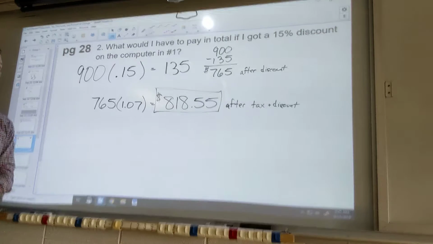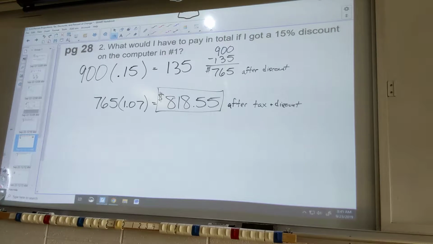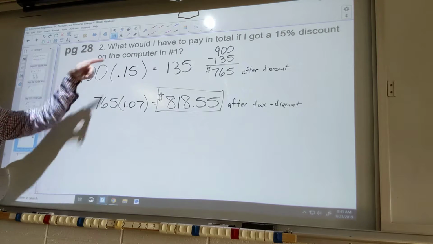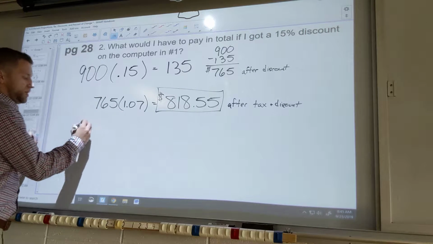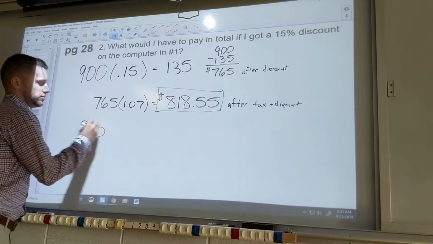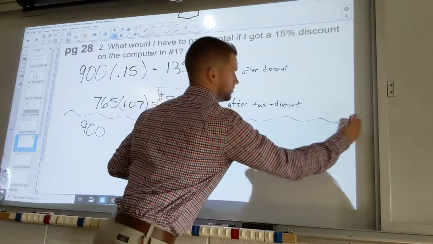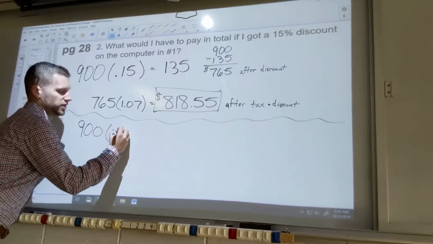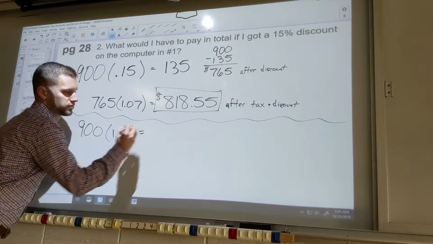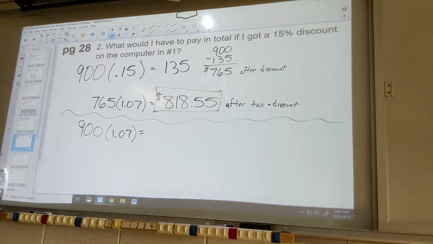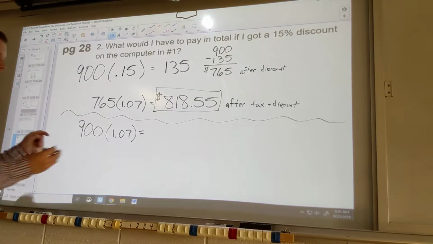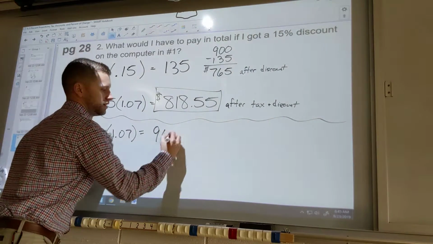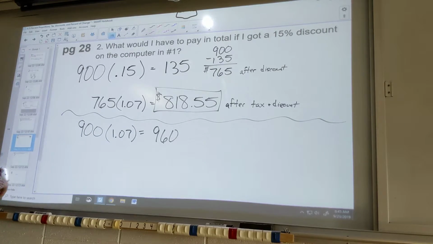Now, some students asked, well, what if we do it the other direction? What if we do our tax first, and then we do our discount? Let's go ahead and check it out. So we have our $900. Let's multiply by the tax of 1.07. Well, we did that problem just a problem ago, right? What did we end up getting as an answer? 963.